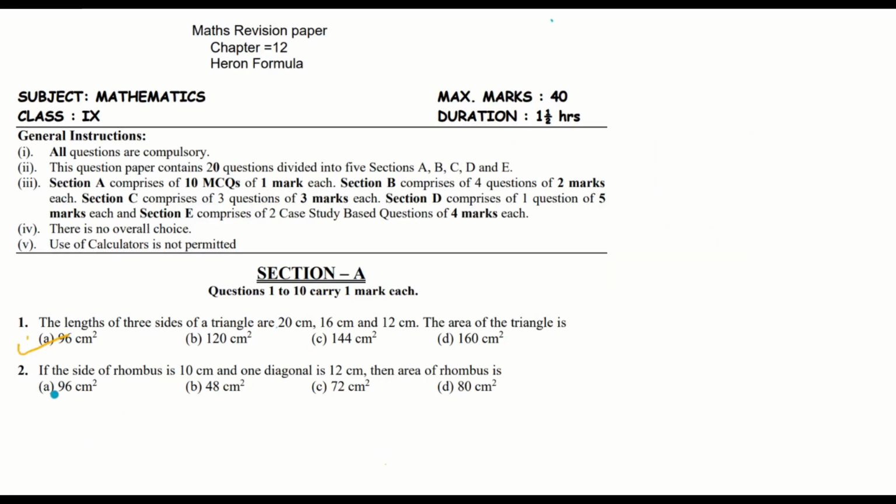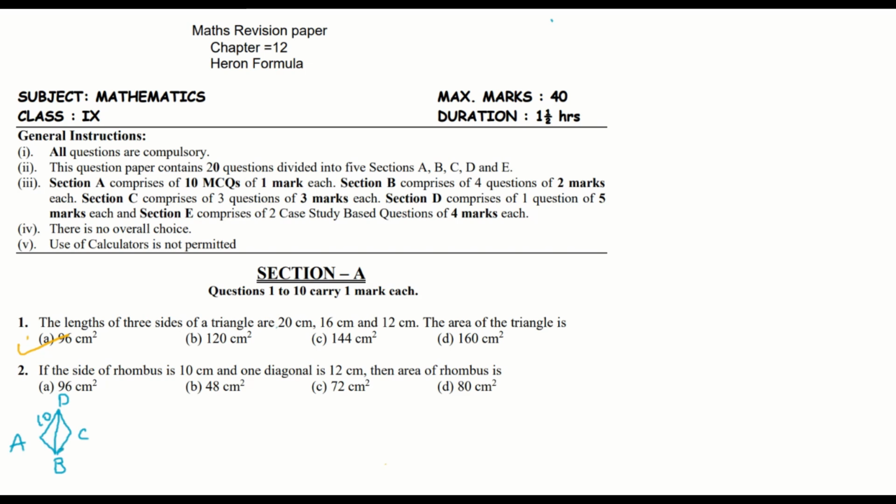Second one, the side of the rhombus is given as 10 centimeter. We need to find the area of the rhombus. The side of the rhombus is given as well as one diagonal. One diagonal is 12 centimeter.